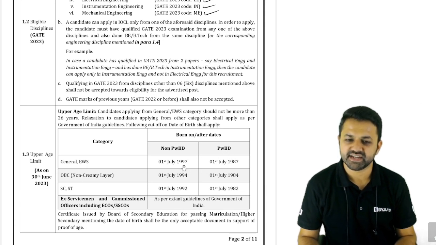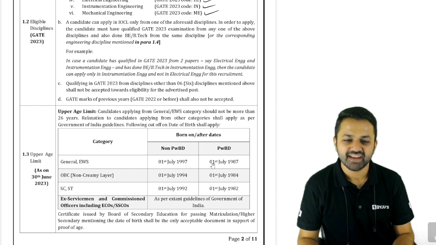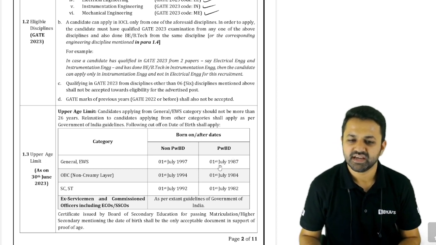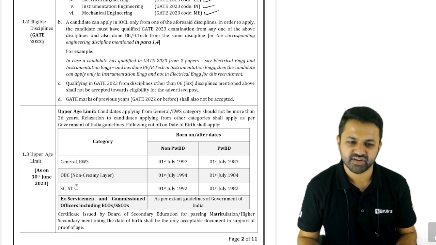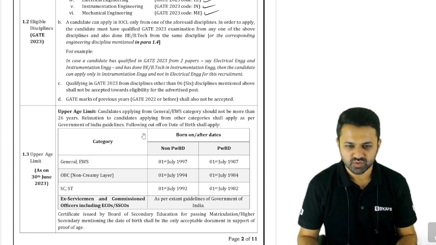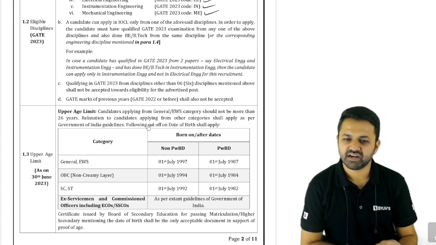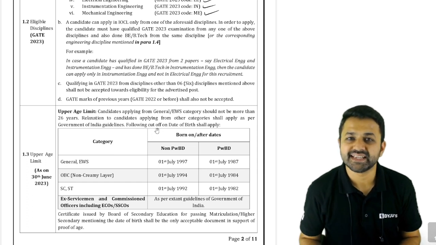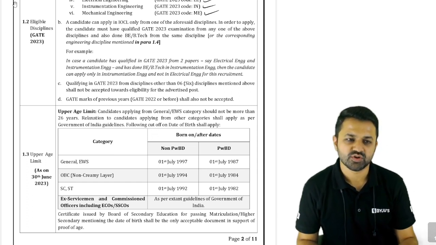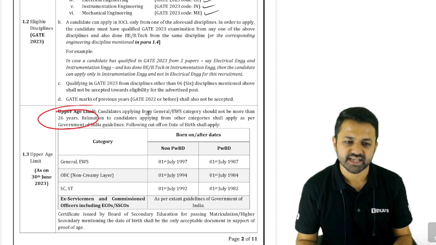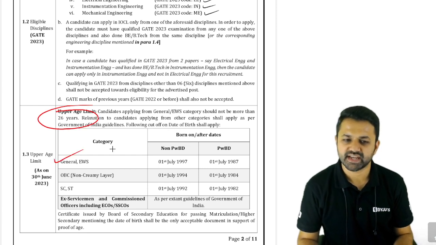And if I talk about your age limit, the upper age limit for general and EWS non-PWD is up to 1997, and for PWD it is 1987. For OBC also it is 94, and SC/ST it is 92. Okay, so it should not be more than 26 years actually. So it should not be more than 26 years for the general category, right?